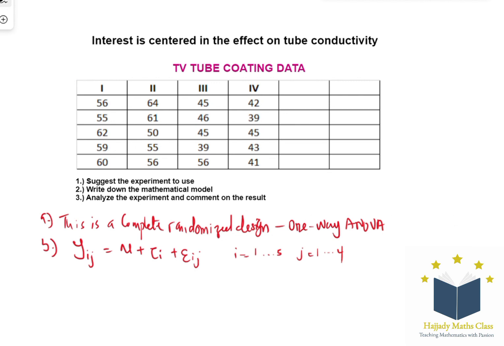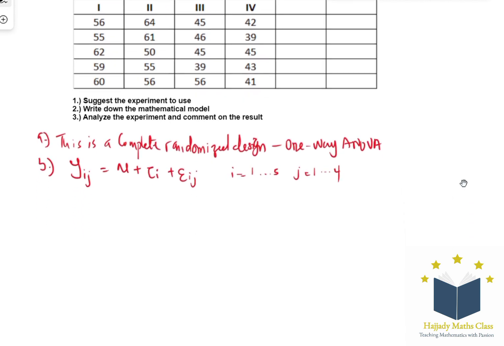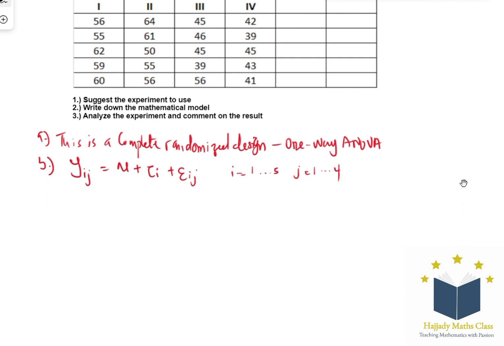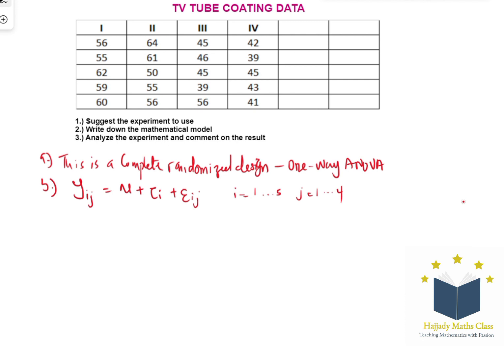And before I proceed with this, there's a need for me to talk about the constraint. So the constraint we have is that the summation of tau i, where i is from 1 to 5, must be equal to 0. That's the general constraint that we have. And talking about the distribution, our error term is normally distributed with mean 0 and variance sigma squared. So the third question is to analyze the experiment and comment on the result.